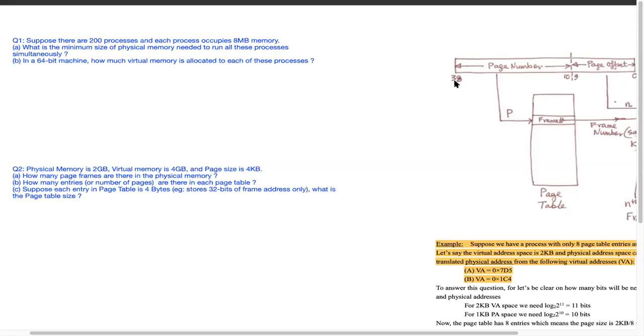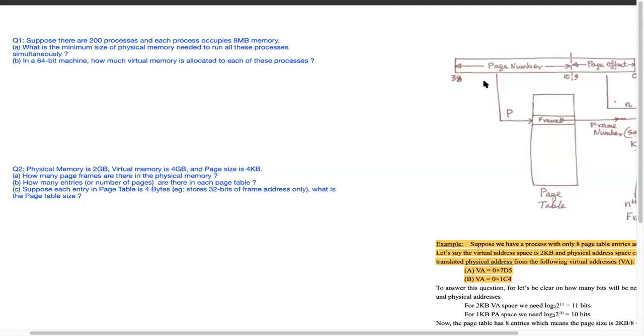Suppose each entry in the page table is 4 bytes, right? That is, it stores 32 bits of frame. So yeah, this question is kind of tricky. What this question is basically saying is that you have the page table, right? Now, suppose each entry in the page table is 4 bytes. Then what is the page table size? Just be careful here, okay?